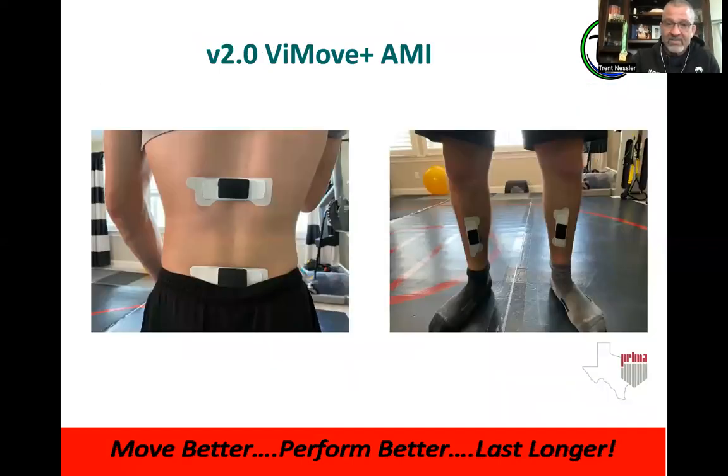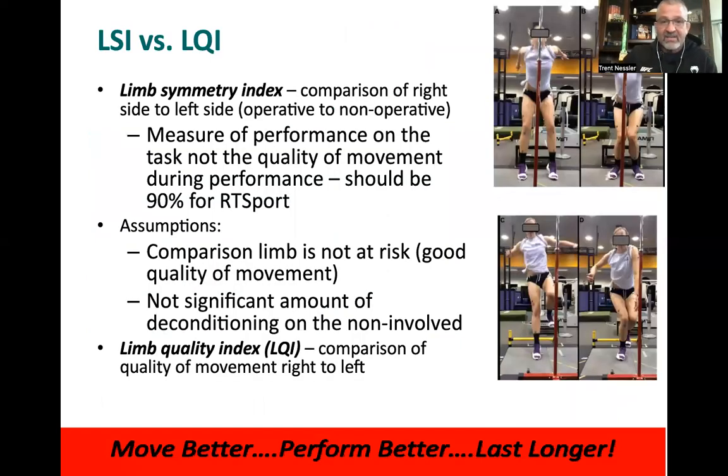So this is what the sensors look like when they're placed on the individual, one on each tibia, one on thoracic lumbar, and one on L5S1. This is the LSI versus LQI. Limb symmetry index is simply that comparison of your right side to your left side. And what we know is that you can be symmetrically good or symmetrically bad.